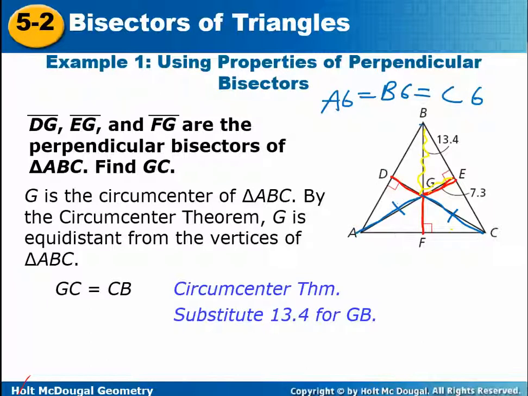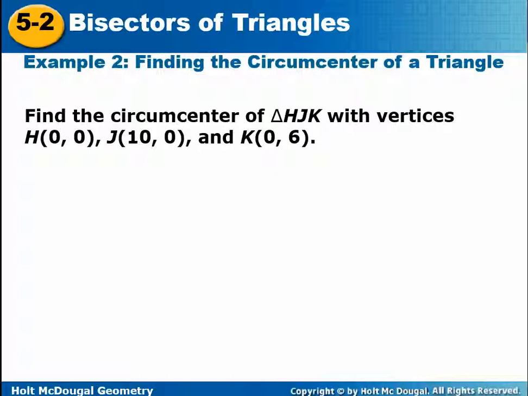Oh, I don't have to. I thought I was going to get to do the Pythagorean theorem here, but I'm not going to have to, because they're giving me that GB is 13.4, and they want me to find GC, and GC is equal to GB. We already wrote that up here. So therefore, it's just going to be 13.4. I thought we were going to get to do the Pythagorean theorem to find a missing side. You could, though, if that's what they were missing.